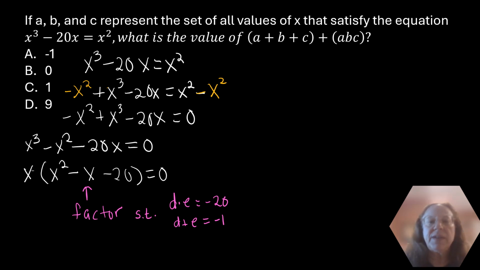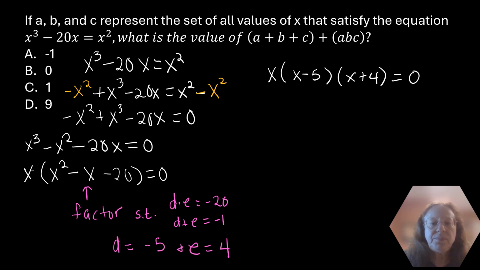The way to do that is to find two numbers. I call them D and E because we already have A, B, and C covered on this. So D times E is going to equal negative 20, and D plus E is going to equal negative 1, the middle term. And those two numbers are negative 5 and 4 because negative 5 plus 4 is equal to negative 1. That's the middle term. And negative 5 times 4 is negative 20, the last term. So we end up with x times (x minus 5) times (x plus 4) equals 0.